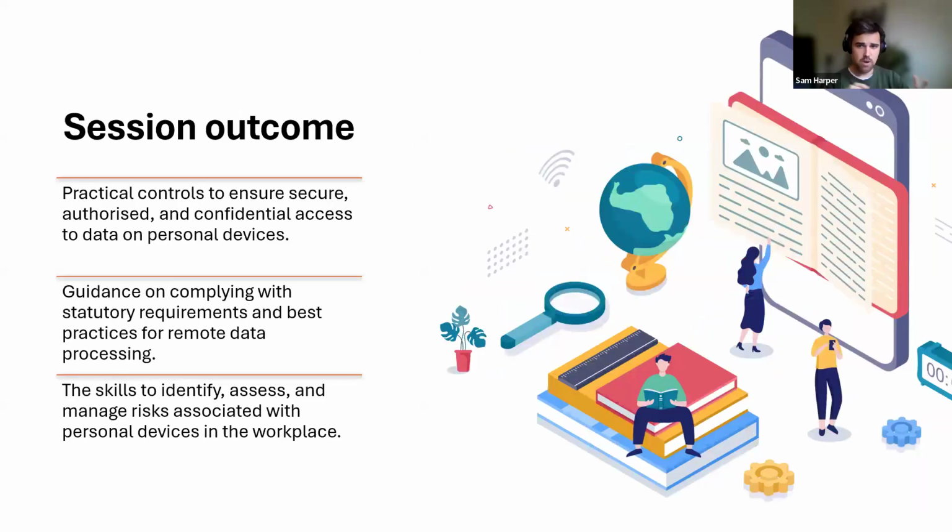So the session outcome, just a few pieces here. You would have seen this on Eventbrite when you're booking the session, but it's obviously looking at those practical controls. I'll be showing you how to actually do certain things to protect your devices and ensure they're secure, authorized. There's that confidential access there to your data on those personal devices. Personal devices being any mobile device or your laptop or personal desktop at home that you might be using to access anything work related.